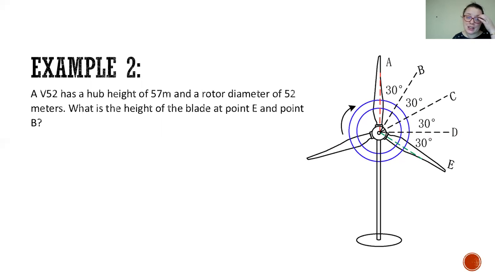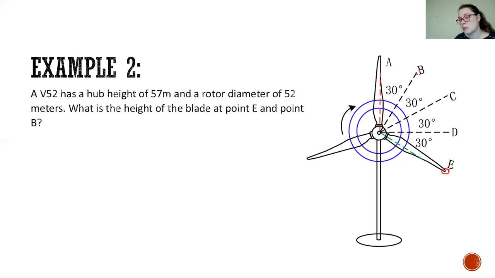So a V52, and these are specs that I Googled and found, so they're real diameters and real heights. A V52 has a hub height of 57 meters and a rotor diameter of 52 meters. What's the height of the blade at point E and point B? So what I want to know is the tip height. I want to know how far off the ground is that tip?